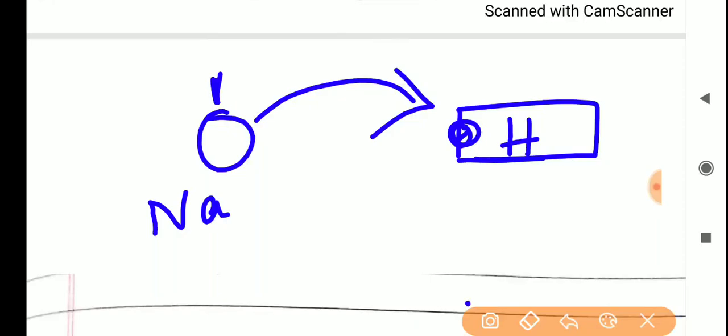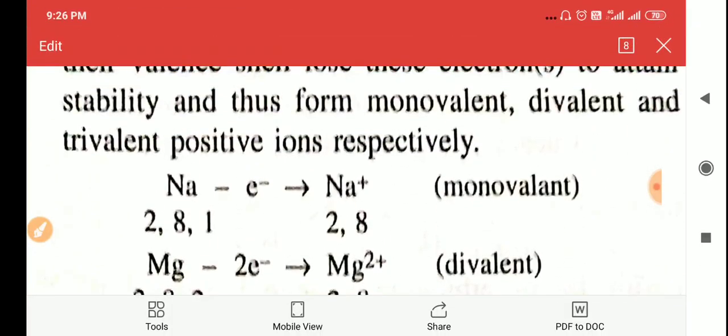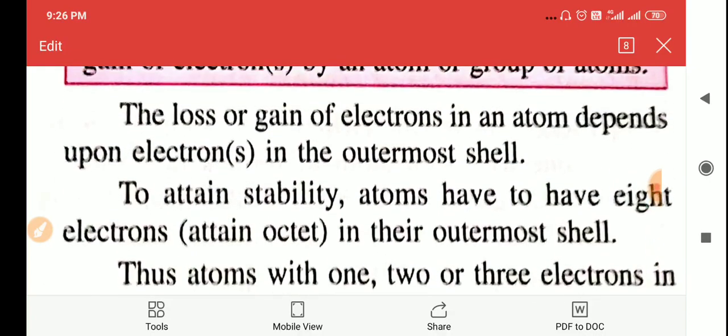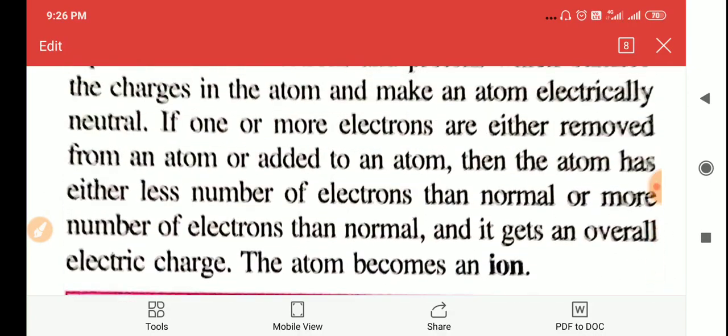So when an atom is giving or losing an electron, it will get a positive charge. Understand? Then if it is gaining an electron, if it is taking an electron, what will happen? It will get a negative charge. So if an atom is losing an electron, it will get a positive charge, and if an atom is gaining an electron, it will always get a negative charge.